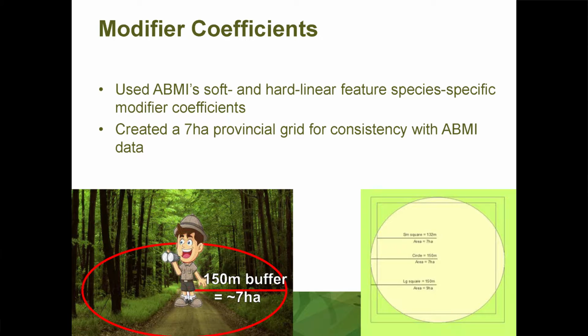To integrate these, we made a 7-hectare provincial grid throughout the entire boreal forest. So every FMA overlapped this grid, and with the package, we would send the grid to the companies. We use 7 hectares because the point data that ABMI uses has a 150-meter buffer. It is circular. We made it square, but the area is the same, so we figured that was kind of an assumption.